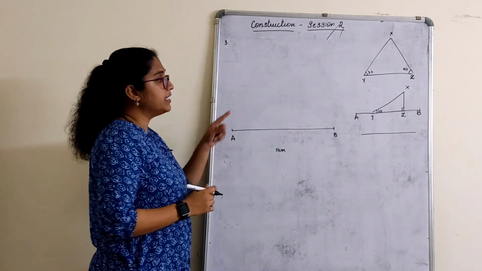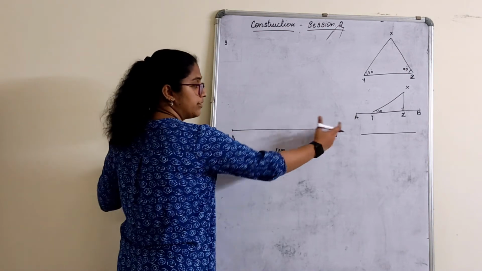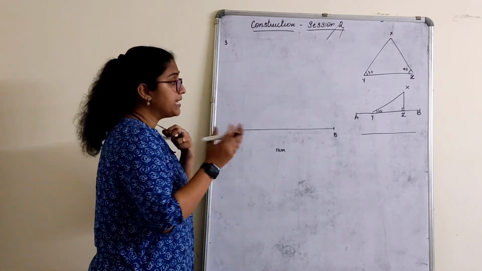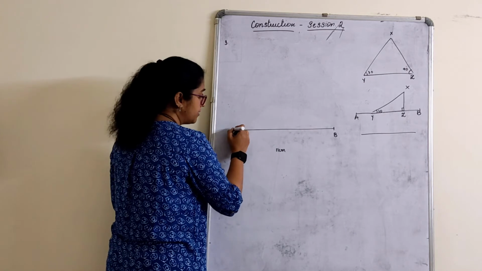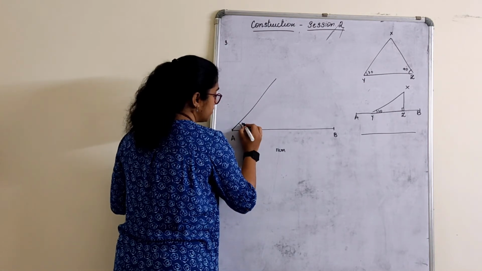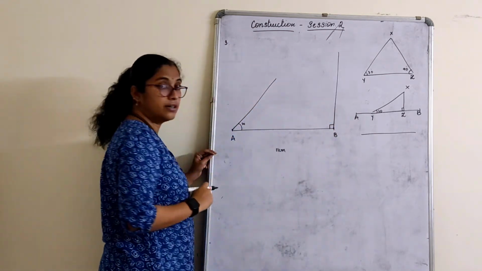Why? Because they have given XY plus YZ plus ZX. Whatever perimeter is given, we draw that perimeter as a base. Consider that base as AB. Then base angles are to be drawn respectively here. Keep your protractor, draw this for 30 degree. Keep your protractor, draw this for 90 degree, right?